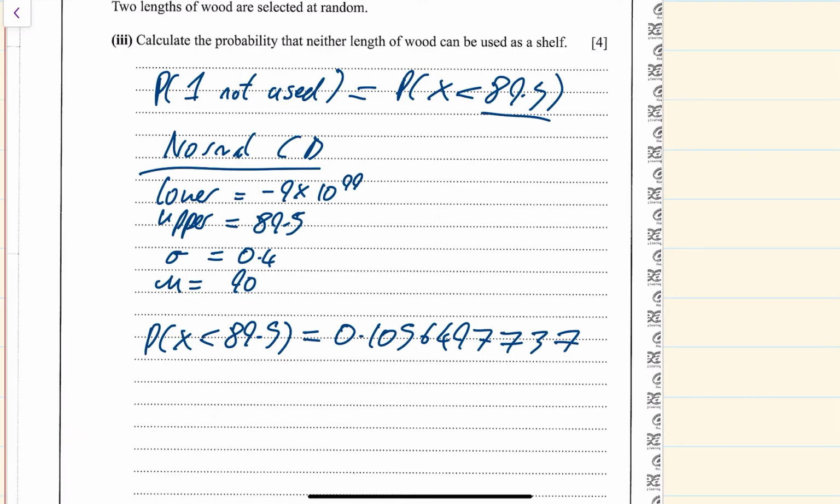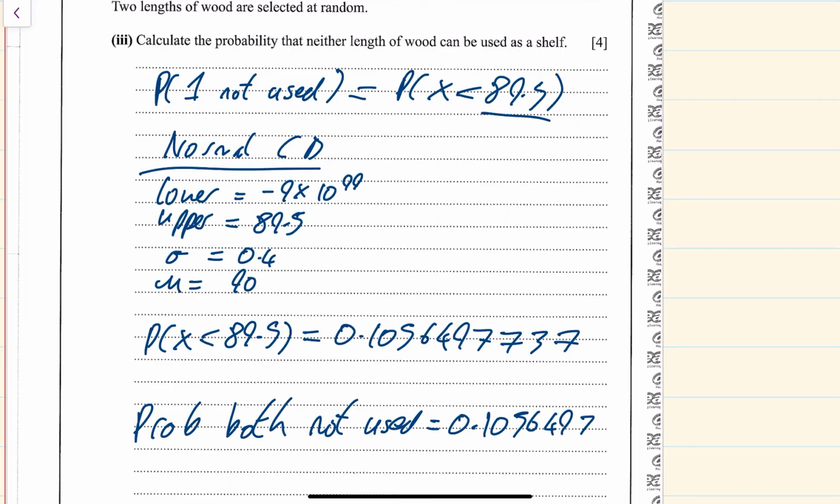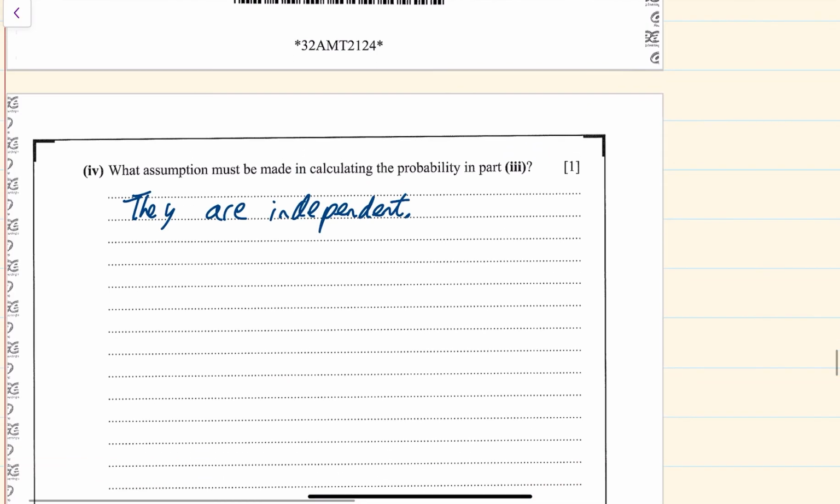We wanted the probability that both can't be used. So we're assuming, and this will be the next answer, we're assuming they're independent. So the probability both are not used is going to be that probability times itself again, or you could just write that probability squared. So then that's 0.0112 to 3 sig figs. And the last bit of that one, what was the assumption that you made? You're assuming they're independent values.